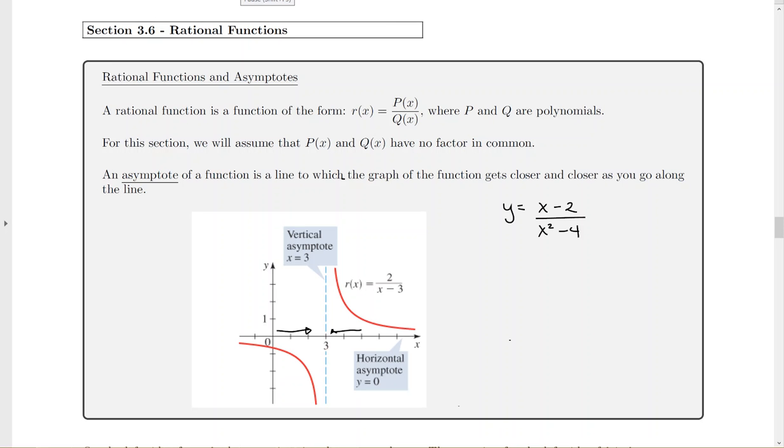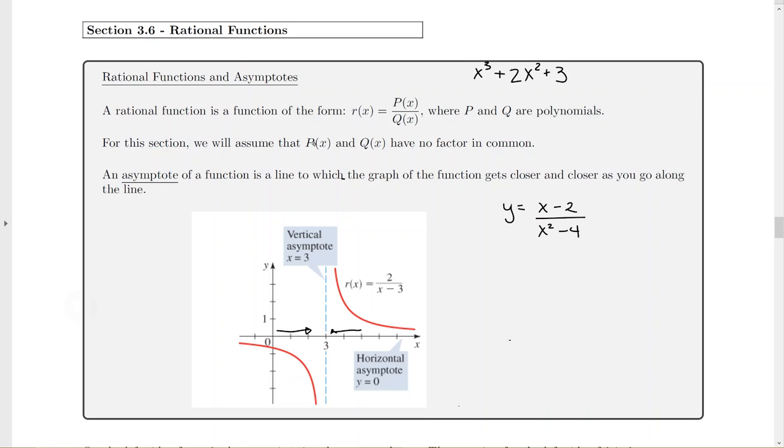So the rational functions and asymptotes section starts out with defining what a rational function is. It's a polynomial divided by a polynomial. And remember, your polynomials have to have a whole number, a counting number power. It can't have a fraction power, can't have a negative power. They've got to be counting numbers. So 0, 1, 2, 3 are good powers or exponents that you can have. And that's what's going to make up our rational functions.